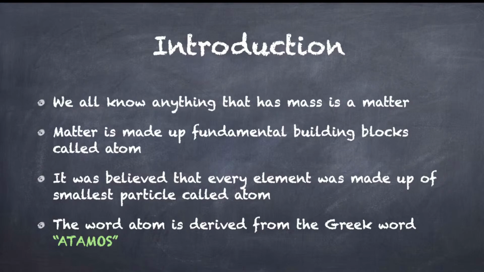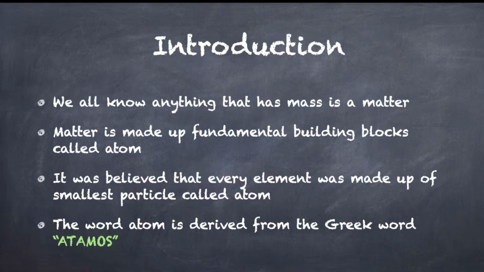In the previous class, we studied that anything which has mass is matter. We also understood that matter is made up of very tiny particles called atoms. Where did they get this word from? Most of the words are derived from Greek or Latin. Similarly, the word atom is derived from the Greek word atomos.